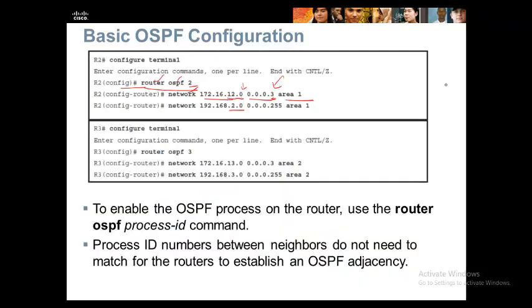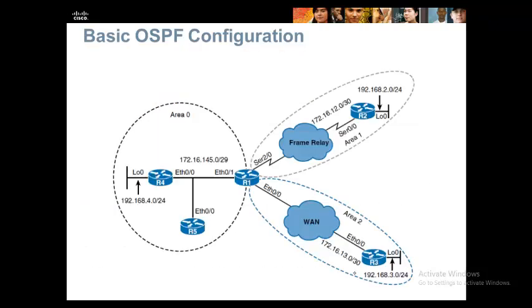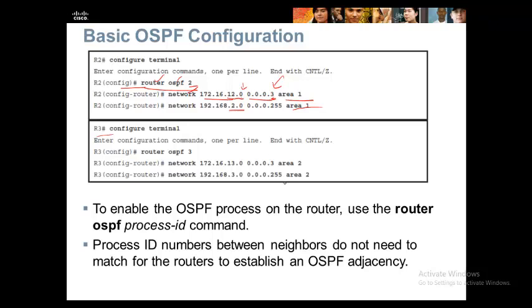Now we put that in area. Similarly, you have router 3. It is here /30 and 3.3.3.0/24.